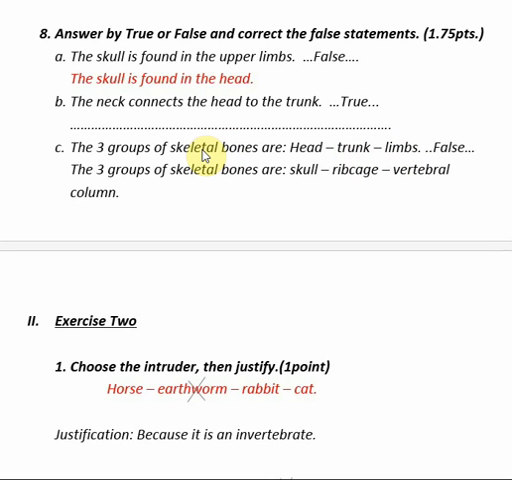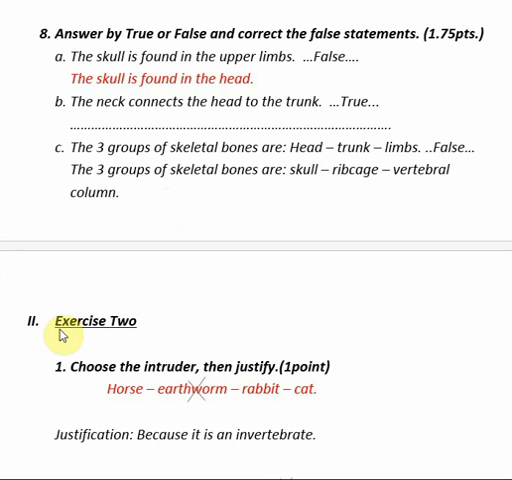from parts of the skeleton. Okay, parts of the skeleton are head, trunk, limbs. You can correct it this way. Or the three groups of skeletal bones. What are they? The groups of bones are the skull, rib cage, and vertebral column.